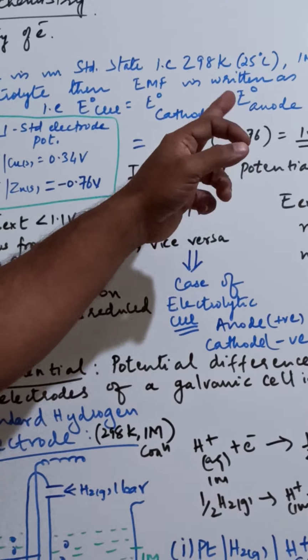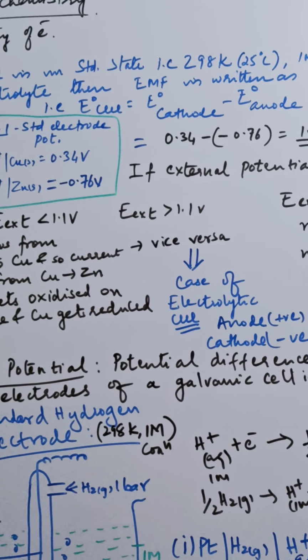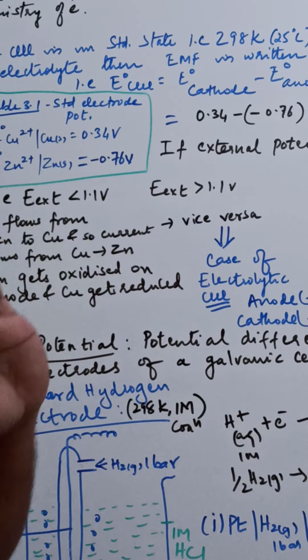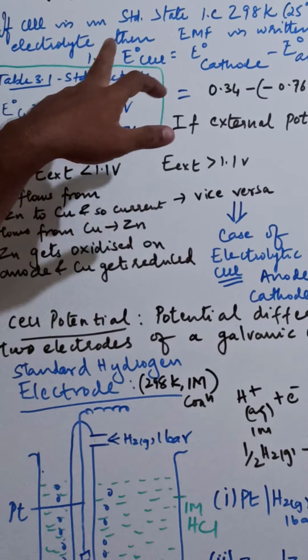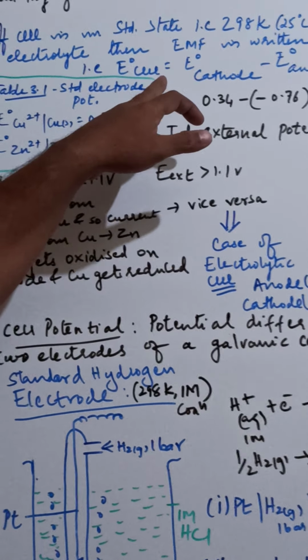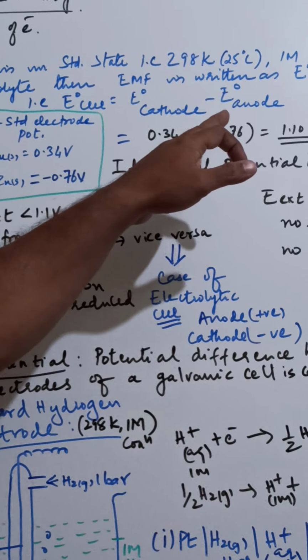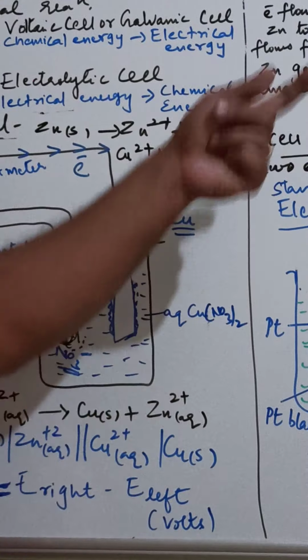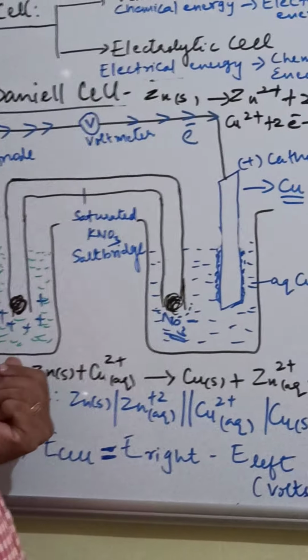Then EMF is written as E degree cell, also known as E naught cell. Some say E degree cell, some say E naught cell, it is all your choice, you have all liberty. That is, E naught cell is equal to E naught cathode minus E naught anode. Cathode means you have got the copper one, anode means you have got the zinc one.